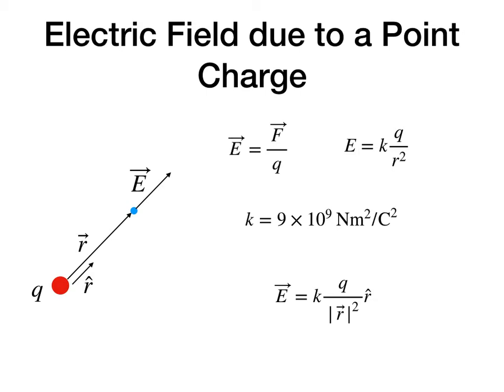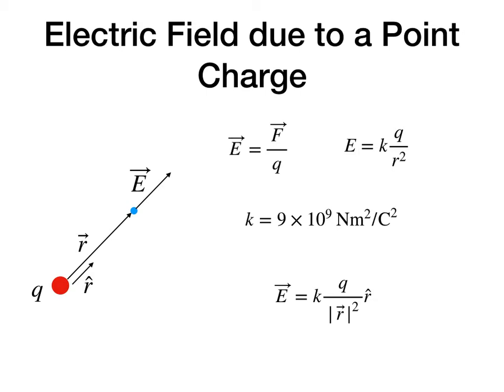r is a vector from the point charge to the location I want to find the electric field. And then finally, I have to multiply it by r hat. If you don't do that, you don't get a vector, right? So I need to find that magnitude of the vector r, and I need to find the unit vector r hat. That's the only way that it'll work.